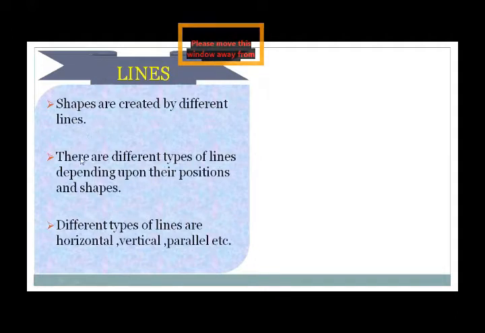Got my point? There are different types of lines depending upon their position and shapes. My dear students, listen carefully. For example, a square has 4 same lines, but a rectangle does not have the same lines. I will describe it after showing this picture. Different types of lines are horizontal, vertical and parallel. Look at this picture.